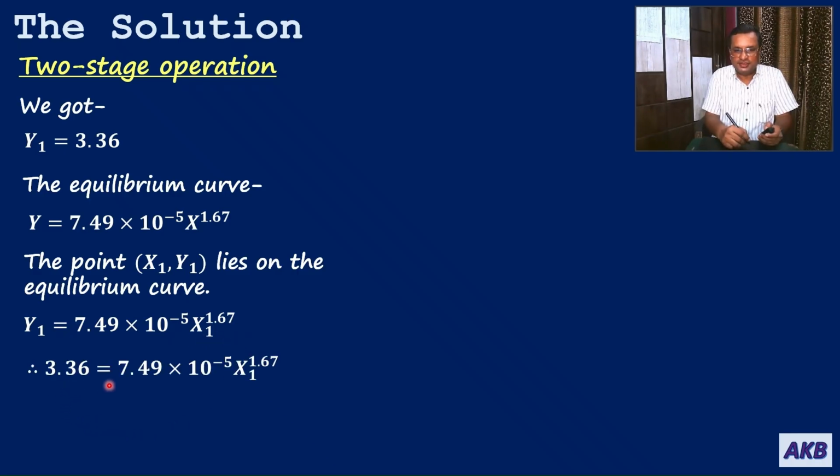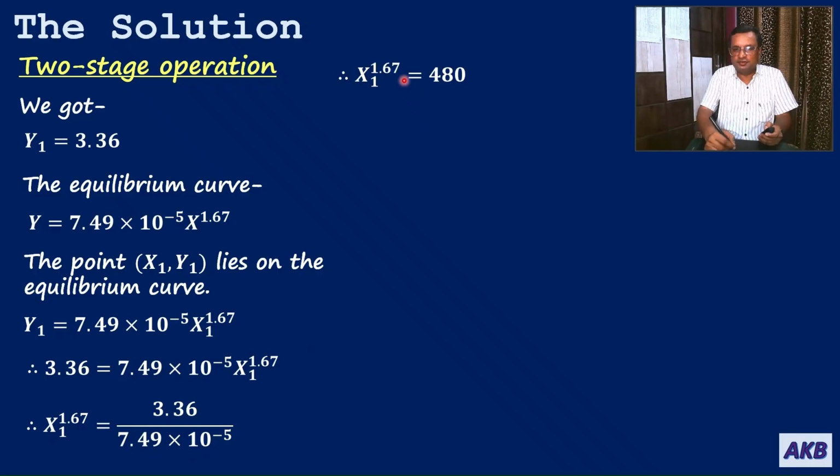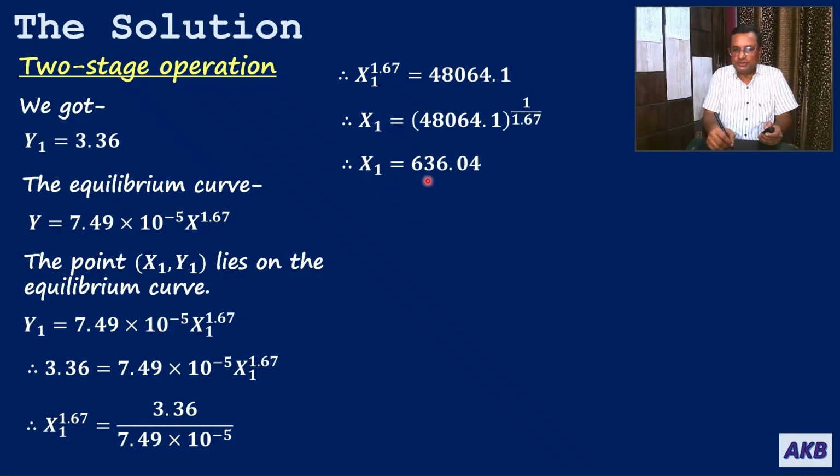That is 3.36 is equal to 7.49 into 10 to the power minus 5 into x1 raised to 1.67. That is x1 raised to 1.67 is equal to 3.36 divided by 7.49 into 10 to the power minus 5. That is x1 raised to 1.67 is 48064.1. That is x1 is equal to 48064.1 raised to 1 upon 1.67. That is x1 is equal to 636.04.